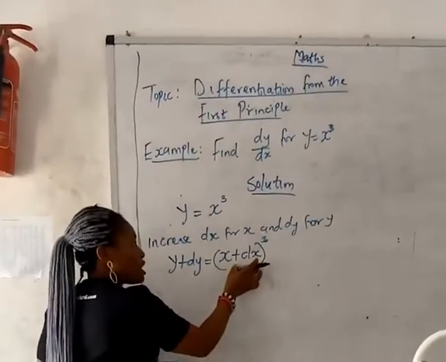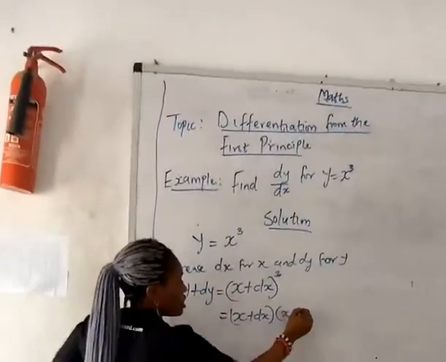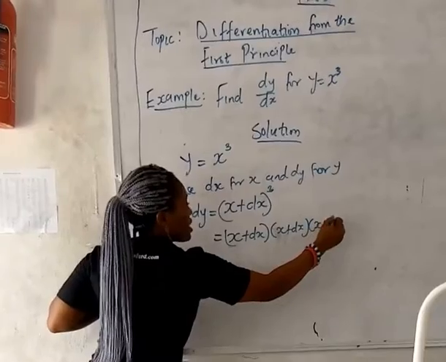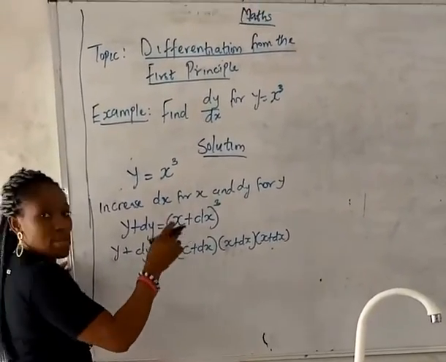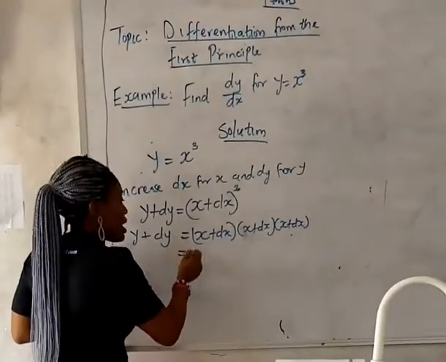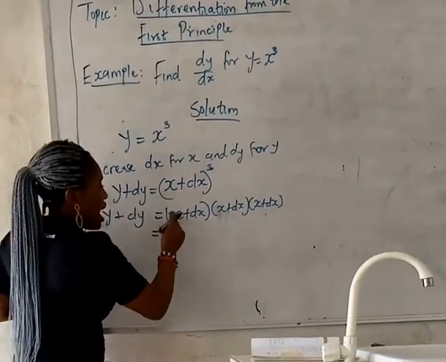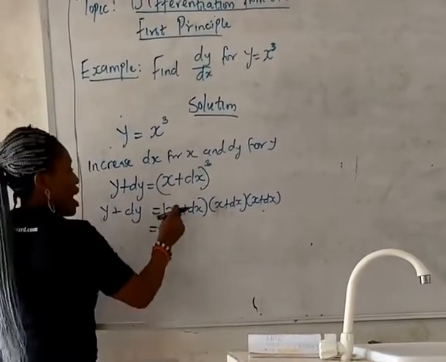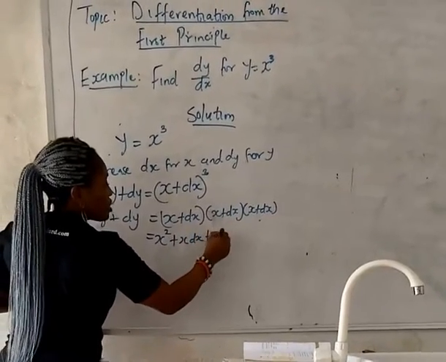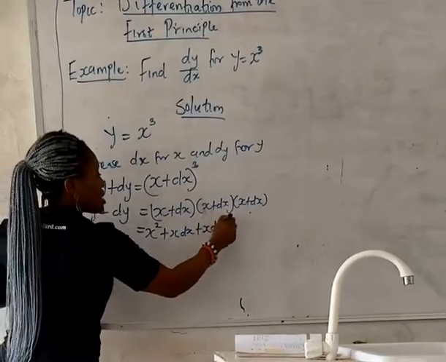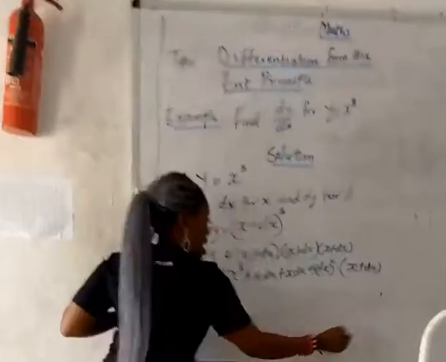Then you open this bracket. You're having (x plus dx), (x plus dx), and (x plus dx). You expand it. So you're having y plus dy is equal to (x plus dx)(x plus dx)(x plus dx). Then you multiply. You use x to multiply everything in the first bracket. So x times x is x squared. x times dx is plus x dx. dx times x is plus x dx. dx times dx is plus dx squared, into bracket (x plus dx).